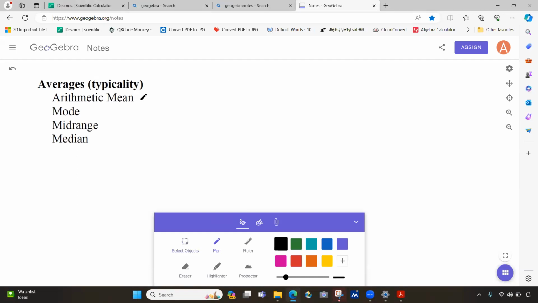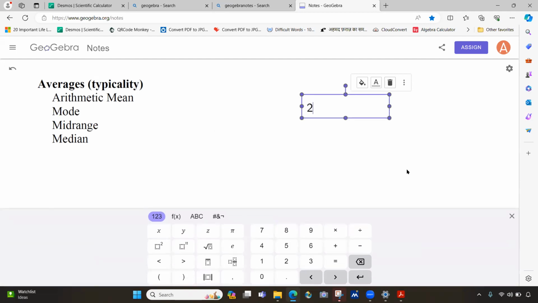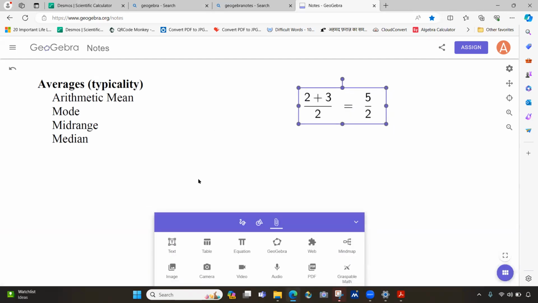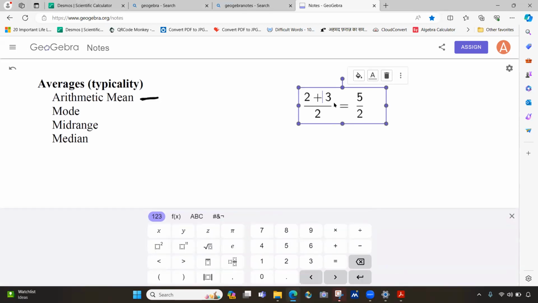So when we try to calculate average in the real world, we tend to do this. Let's say, what's the average of 2 and 3? We add 2 to 3 and divide the answer by 2 because we're adding two numbers. But in math, this is called the arithmetic mean. So let's find the arithmetic mean of three numbers.